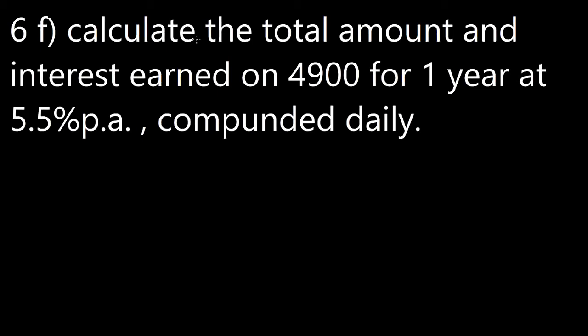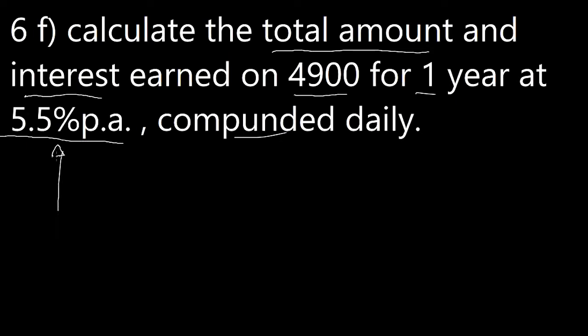Okay, so question 6F, we're going to calculate both the total amount, so our A, and the interest earned, which is just going to be our I, like we did in the last one, for $4,900 over 1 year at 5.5% per annum, compounded, spelt wrong, daily. So we can see that this rate has been given to us in years, because per annum means years, but we want to try and find what that is when it's broken into its daily bits. So that's the first thing we're going to need to do. We're going to try and find our daily rate.